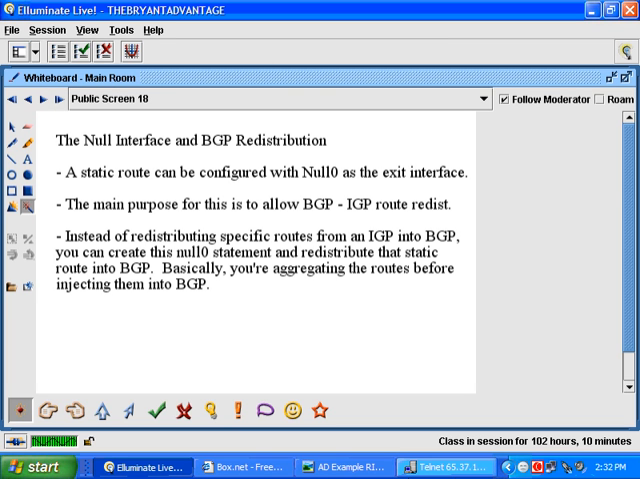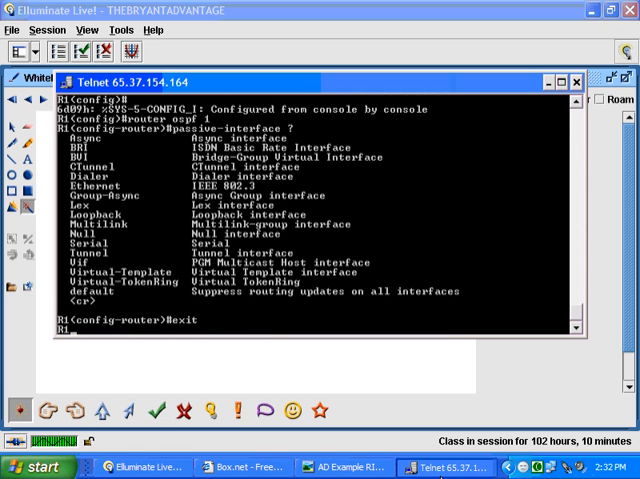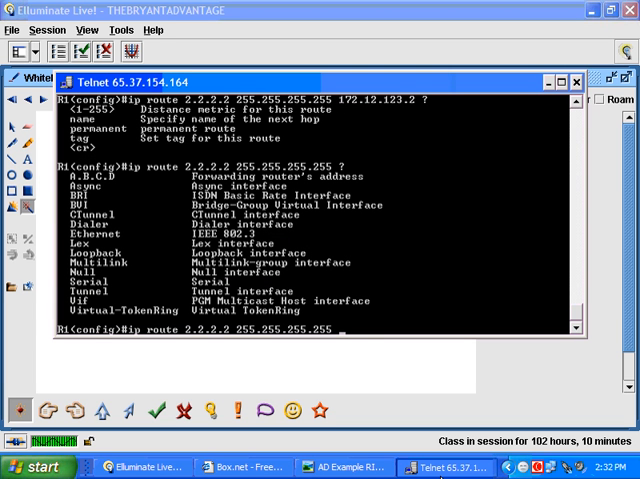Now we're going to talk about the null interface, the null 0 interface, and BGP redistribution. So hang in there with me on this, because it may seem a little off at first. You'll think, well, why would we do that? We can configure a static route with null 0 as the exit interface. You probably never noticed that. If you use IOS help to fly around a lot, you may have noticed it. If you did, good for you, because I didn't notice it for a long time. Let's see, 172.12.123.2. Let's use IOS help here at the end. Oh, went too far, because that's where we put the interface.